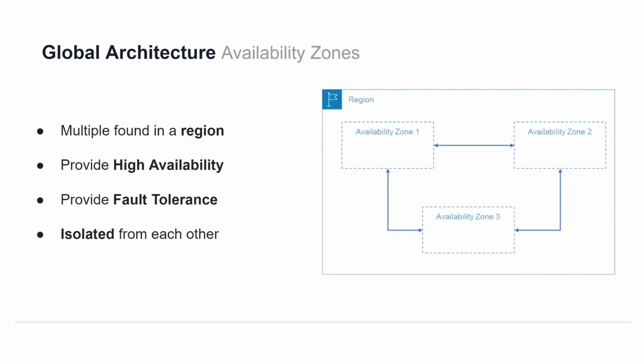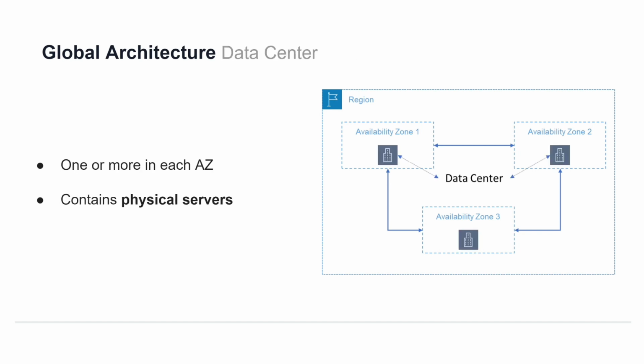Availability zones are how you can make your applications highly available and fault tolerant. Multiple availability zones are found within a single region and are isolated from one another. They have a very low latency connection to each other, and each availability zone has one or more data centers within it. Your application will often be stored in multiple availability zones.